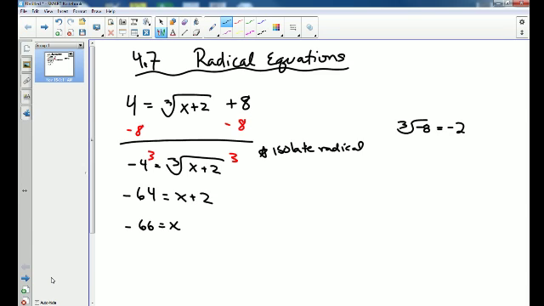Now, am I done? No. Okay, you just have to check it. Why can't we just stop there? If you check it, you might find that there's a negative in a square root or something, right? So, does 4 equal the cube root of -66 plus 2, plus 8? So this is -64. That'd be -4. Yeah, -4 plus 8. Oh. Okay, so it checks out, right? Good.